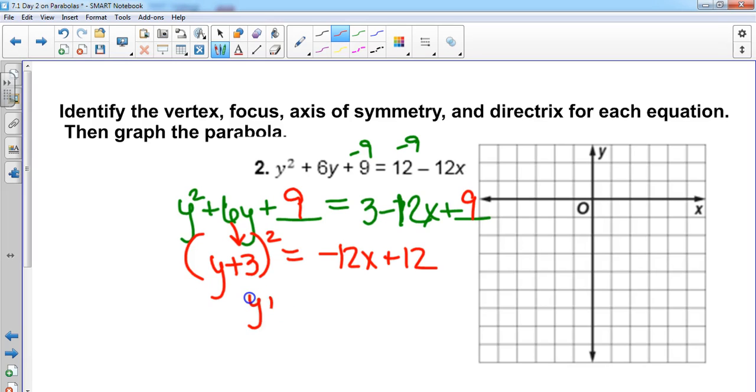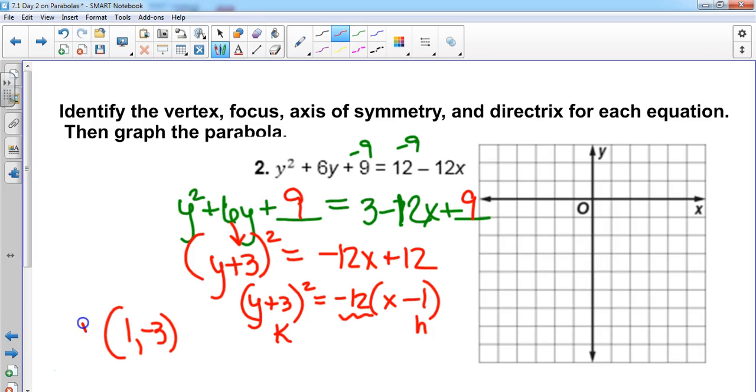Almost. We just need to do what? Factor out the negative 12 over here, because we want the p then to be, we have to have a positive x in the parenthesis. Did I do that right? So h is 1, k is negative 3 for our vertex, and 4p is equal to negative 12, so p is negative 3.